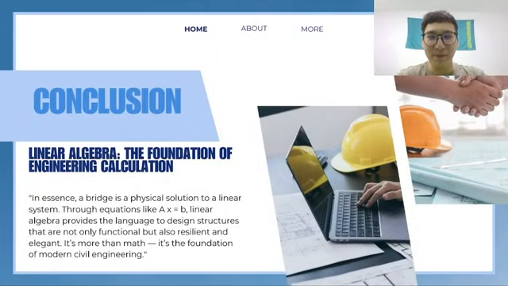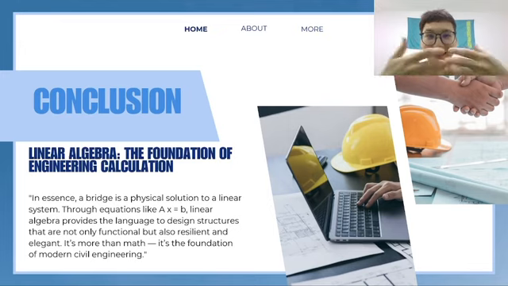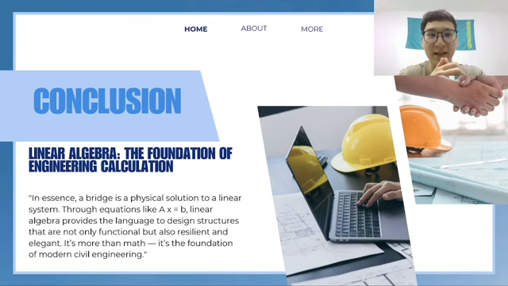In conclusion, a bridge is a physical solution to a set of linear algebra problems. We used 3 powerful tools. First, linear systems to find static forces, Ax equals b. Second, vector spaces and the stiffness matrix to analyze deformation, F equals K times u. And third, eigenvalues and eigenvectors to ensure dynamic stability, Kv equals lambda Mv.